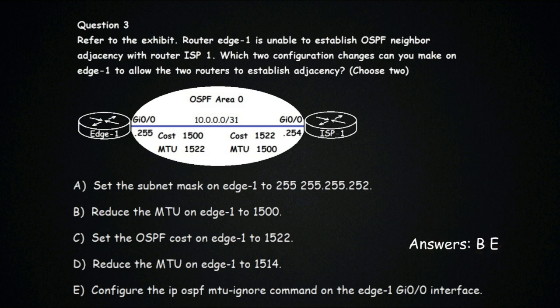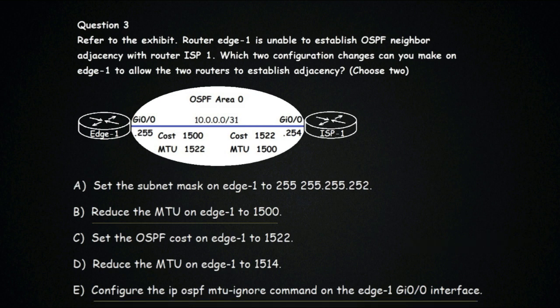Answers are B and E. Reduce the MTU on Edge 1 to 1500 or configure the ip ospf mtu-ignore command on the Edge 1 Gi0/0 interface.